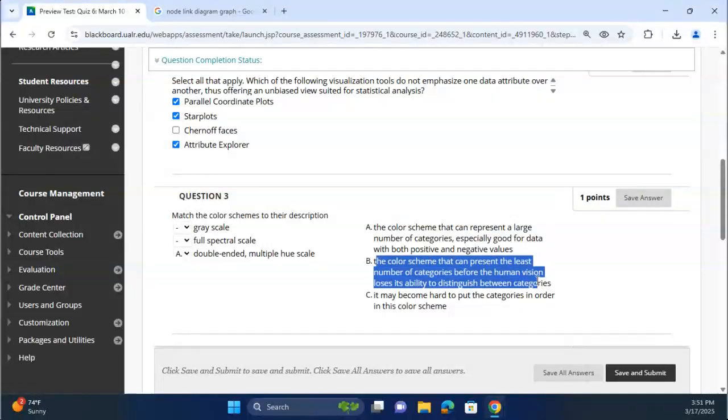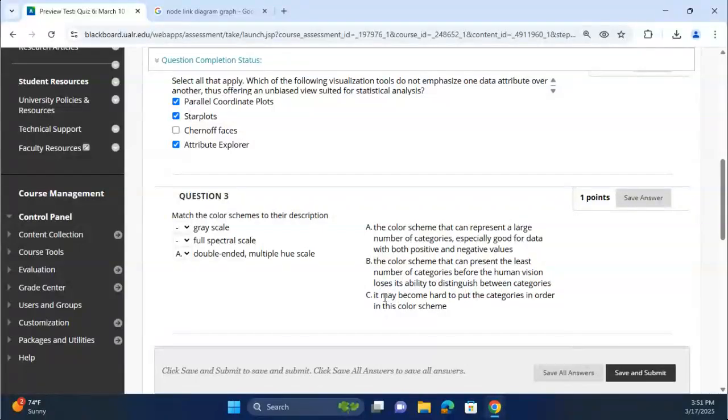Now this one, maybe not that clear, but to me this one is a lot clearer. So which color scheme doesn't allow us to put categories in order? Is it going to be the grayscale? Can I order something that's darker versus lighter? I can order them, medium, and so that shouldn't apply to gray.